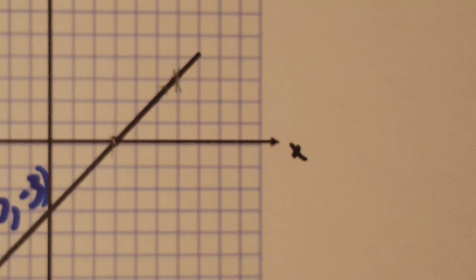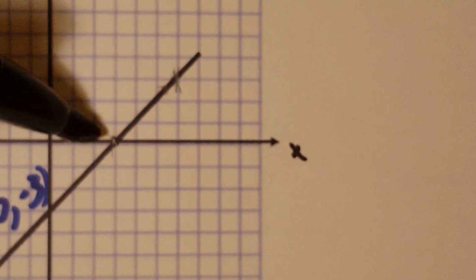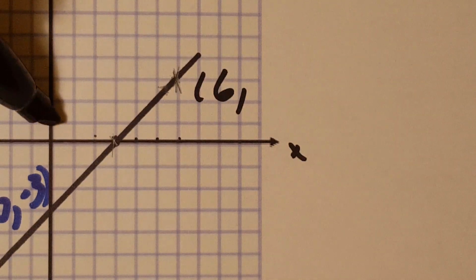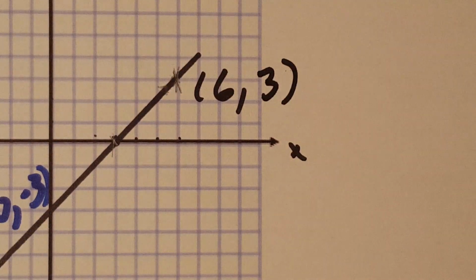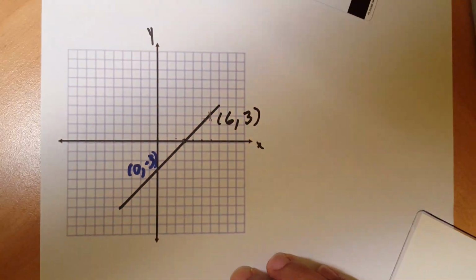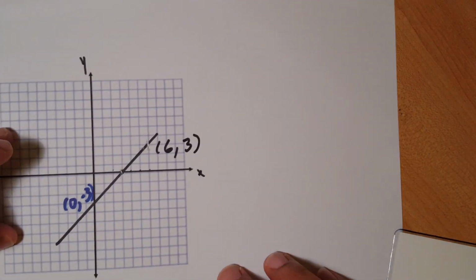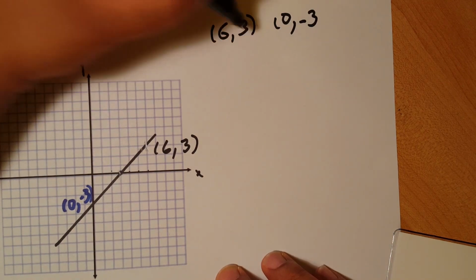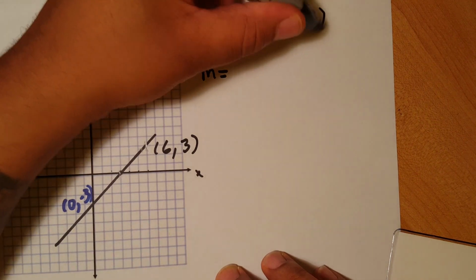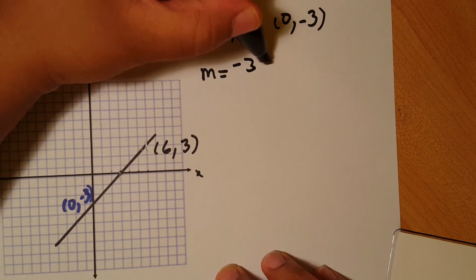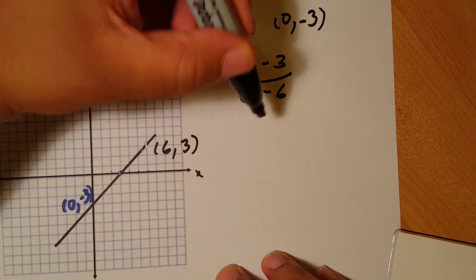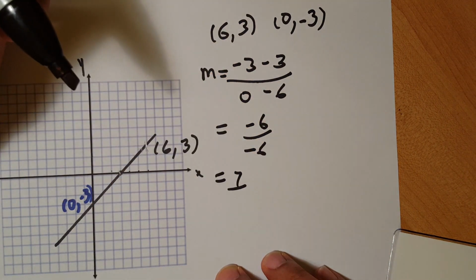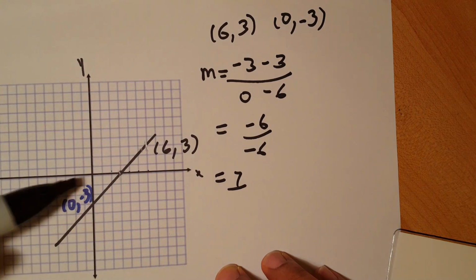So the other point that I'm going to use is 1, 2, 3, 4, 5, 6, so 6 in my x, and 1, 2, 3, 3 in my y. So now I have 2 points, 6, 3, and 0, -3. And I'm going to use these to find my slope. My slope is going to be, again, the change in my y's over the change in my x's. So I have -3 minus 3, over 0 minus 6. Up top, that gives me a -6. On the bottom, it gives me a -6. So my slope is equal to 1. And again, don't forget I have my y-intercept over here of -3.